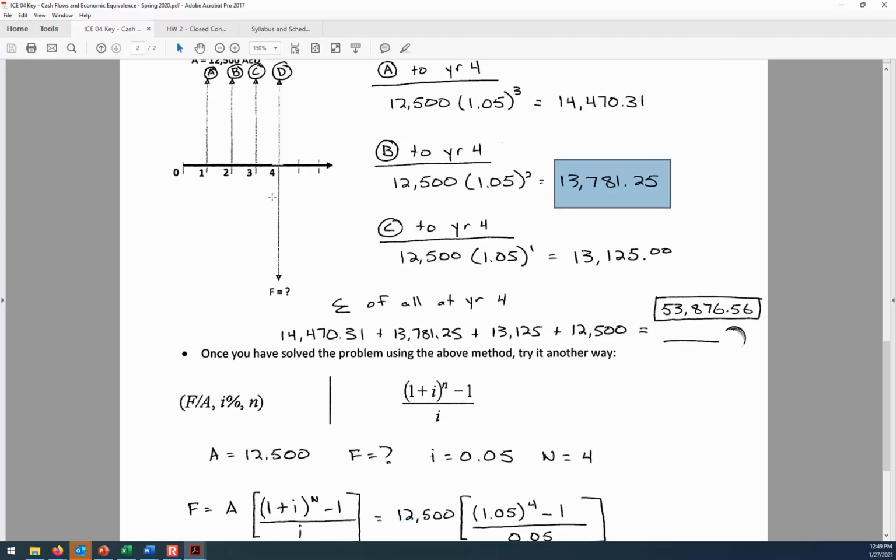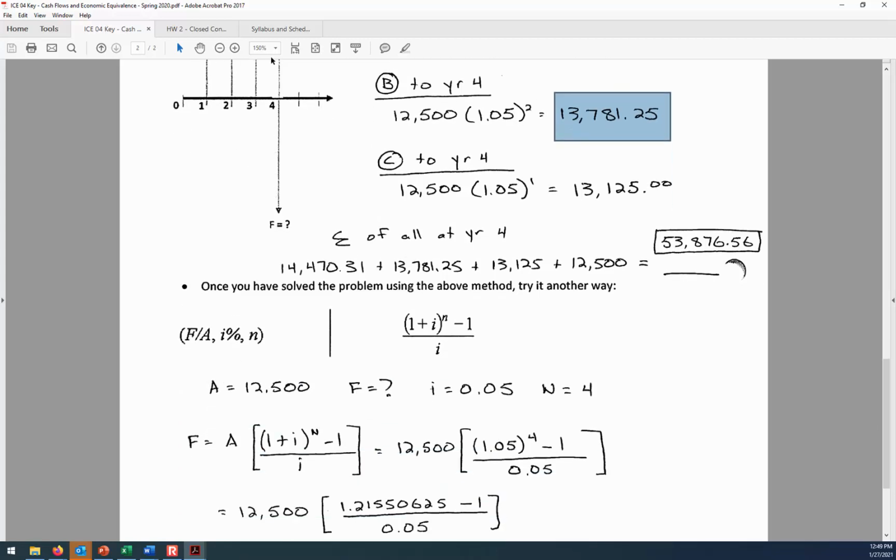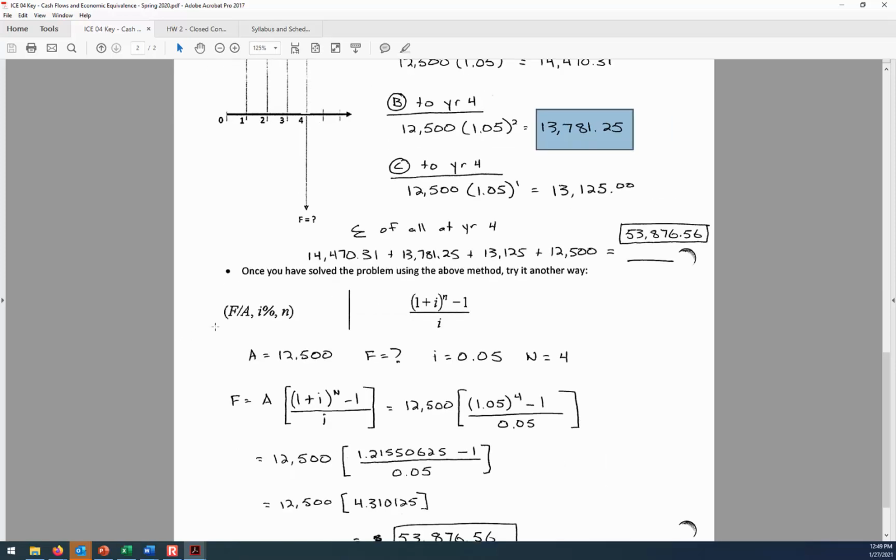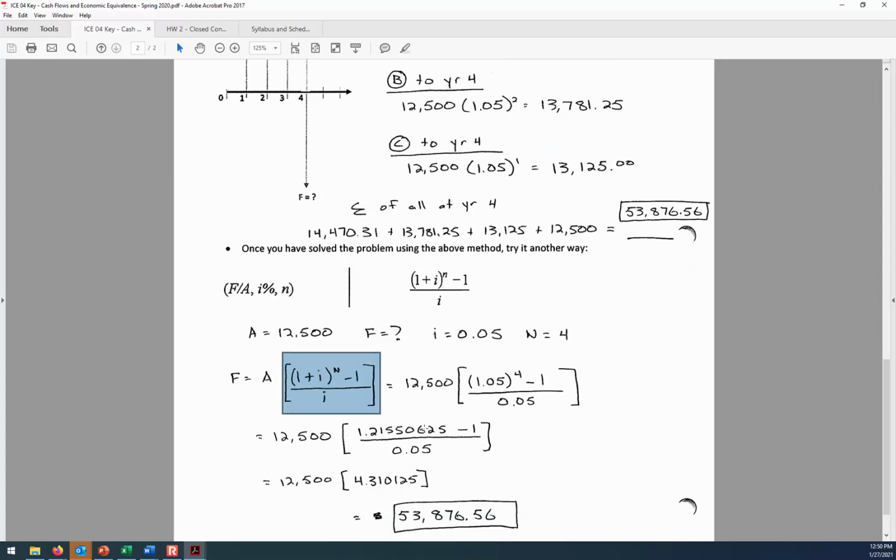The other way to handle it is with that formula that I showed you at the beginning of the example. F divided by A is (1 plus i)^n minus 1, divided by i. So we substitute in, rearrange A on the right hand side of the equation and then this factor equation, and so we get the same 53,876.